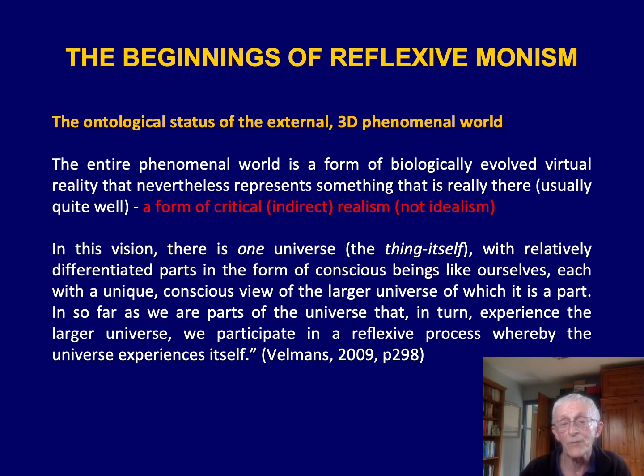Virtual reality also provides a useful metaphor for the ontological status of the external three-dimensional phenomenal world. So one can think of the entire phenomenal world as a form of biologically evolved virtual reality that nevertheless represents something that's really there, usually quite well. Within philosophy, that would be regarded as a form of indirect or critical realism. It's not idealism, because there really, in this model, is a reality there to perceive. And that, in turn, takes you to the beginnings of reflexive monism.